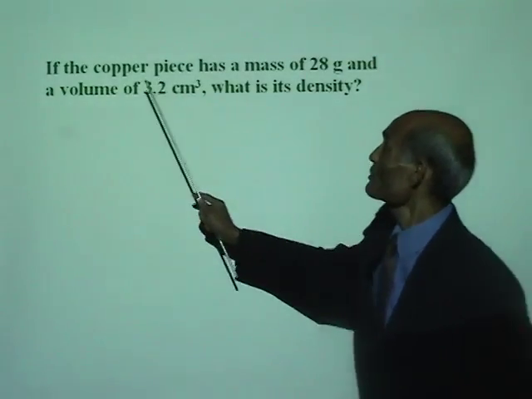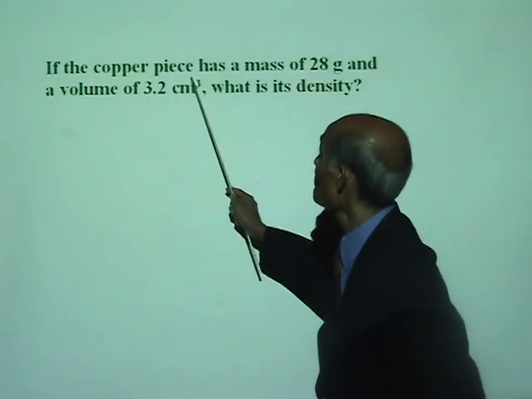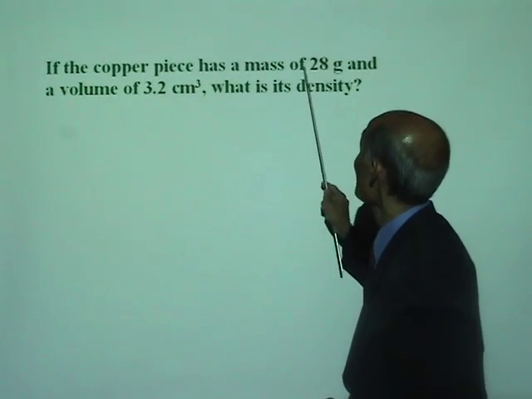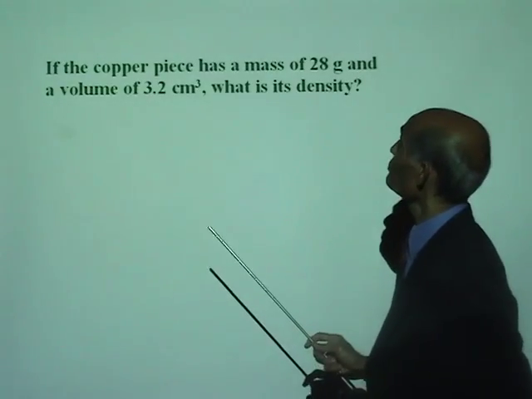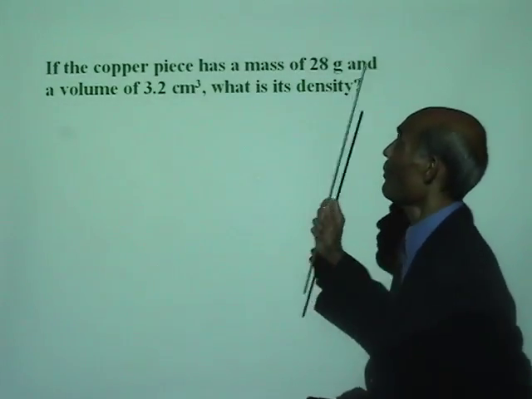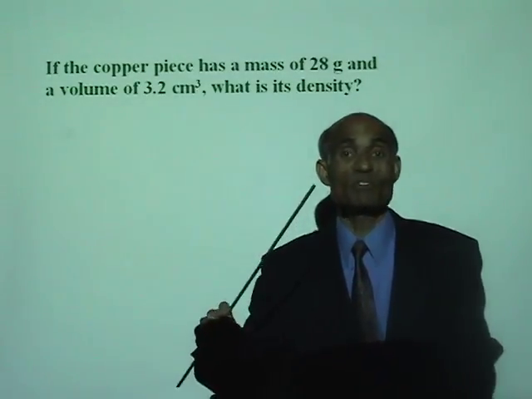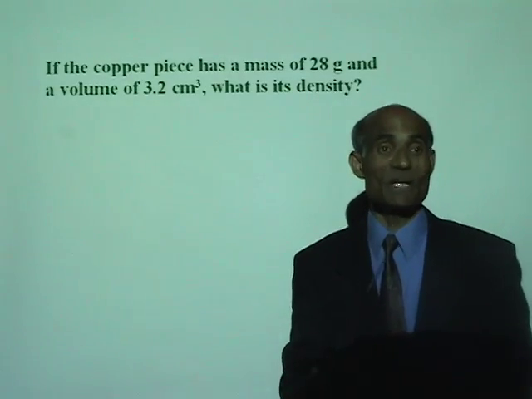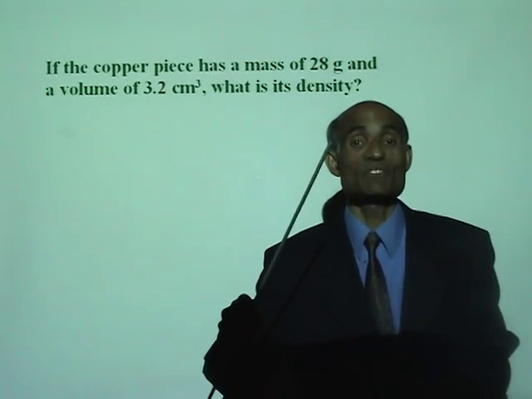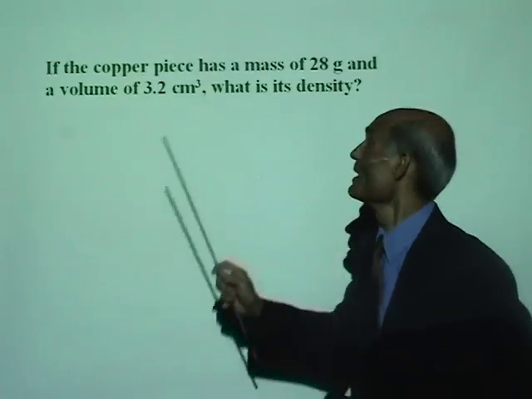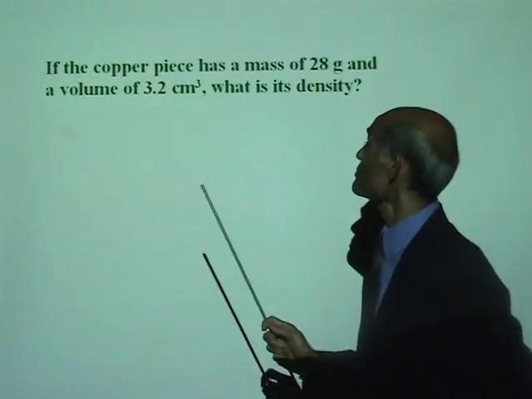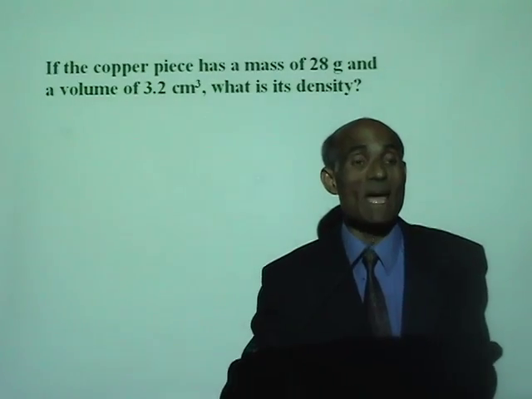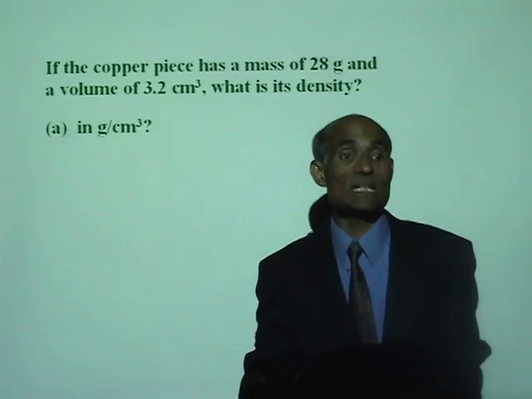Alright, now look at this little problem. If the copper piece has a mass of 28 grams and a volume of 3.2 centimeter cube, what is its density? I want you to do that on your own. Density is mass divided by volume. I've given you the mass, I've given you the volume. I want you to write the unit in gram per milliliter.